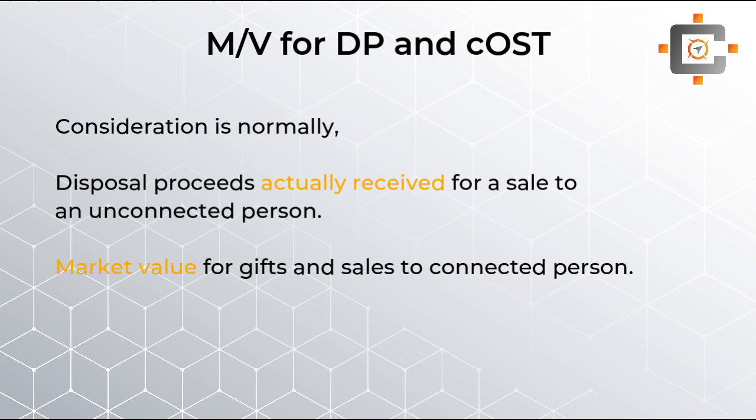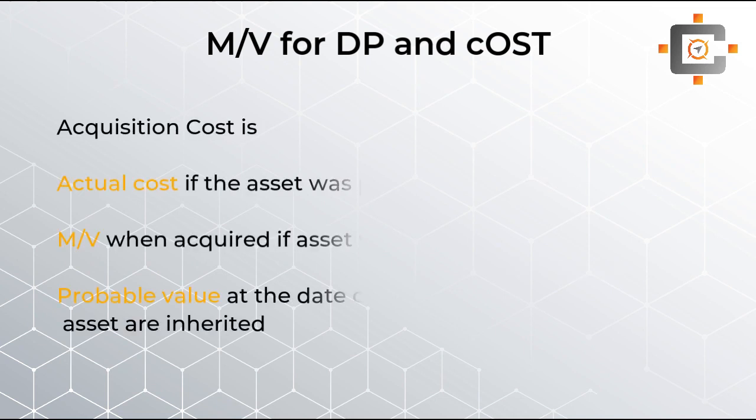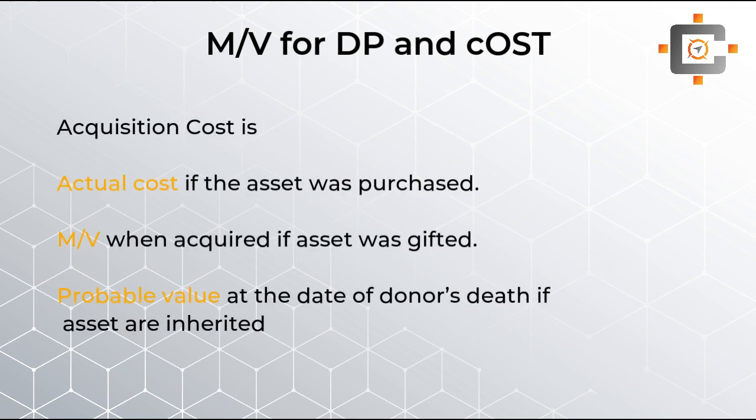And students, once again, if you can see over here in the acquisition cost, if you have purchased your asset from the market or from an unconnected person, then the acquisition cost will be the actual purchase cost. But if you have received this asset as a gift, it should be the market value at the time of the gift. You have to remember these rules. You can see them on the screen also, students. But you have to mug up this thing.